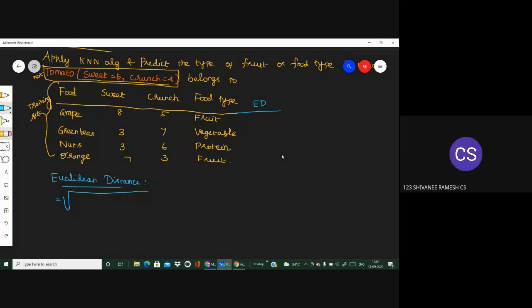Yes, ma'am. First I'm comparing the sweet value of tomato and grape. Therefore it is 6 minus 8 the whole square, plus crunch of tomato and crunch of grape, 4 minus 5 the whole square. So what is the value? This is the distance between tomato and grape.